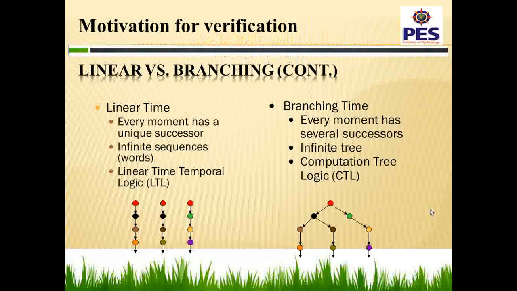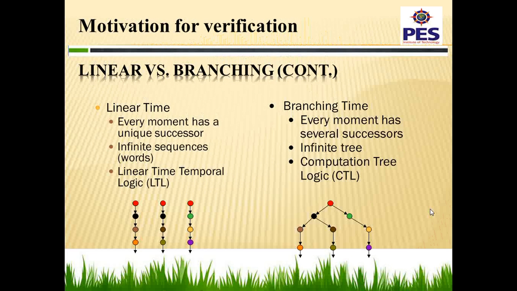What is the difference between linear versus branching? As you are seeing, in linear time, every moment has a unique successor. If the one thing repeats here, that should not be repeated next time. That is a unique successor. In branching, every moment has several successors. There might be several successors in every moment.